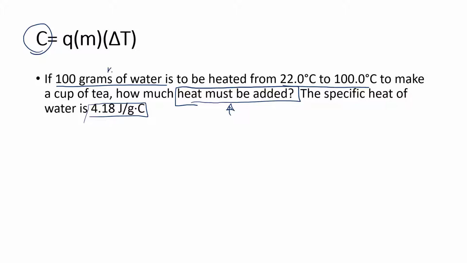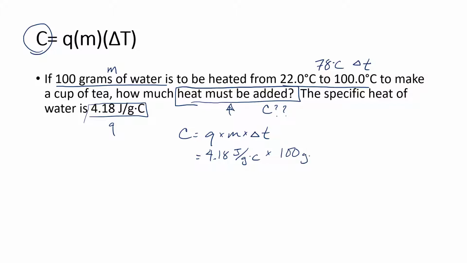So 100 grams of water is the mass. 22 to 100, that's the change in temperature, and it went up 78 degrees Celsius. And 4.18 is obviously the specific heat, so we just want to know C. So C is equal to Q times M times delta T. We don't know what C is, but we do know that Q is 4.18 joules per gram Celsius times the mass of 100 grams. Grams will cancel, that's on the bottom. And then times 78 degrees Celsius. Celsius is on the top, this one's on the bottom, so that cancels too.